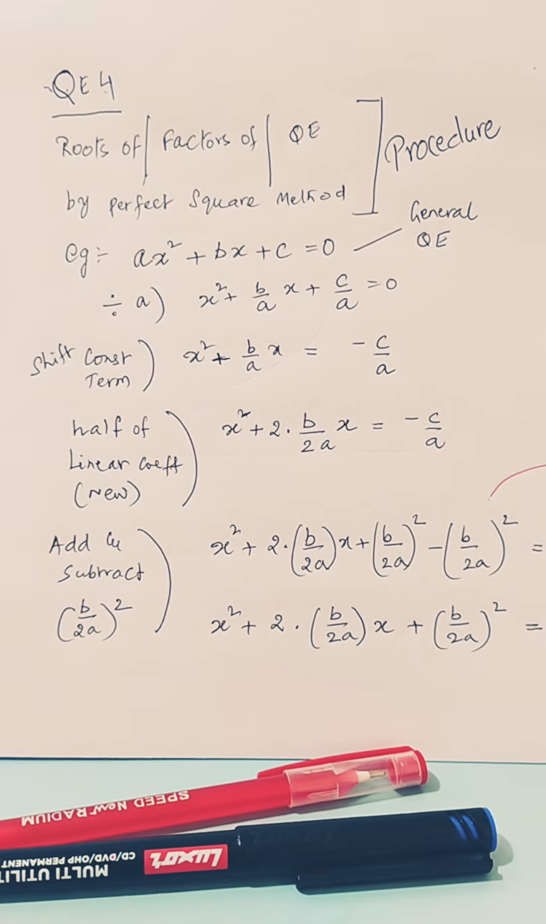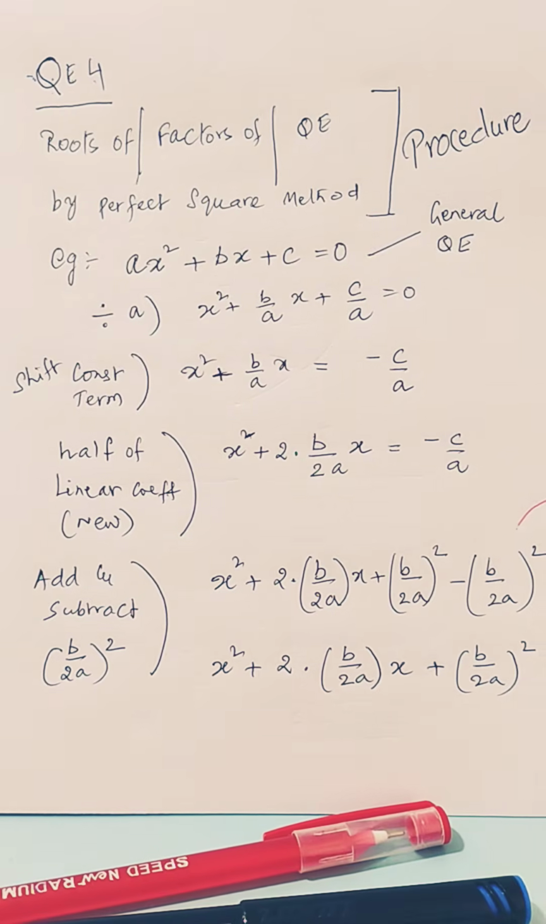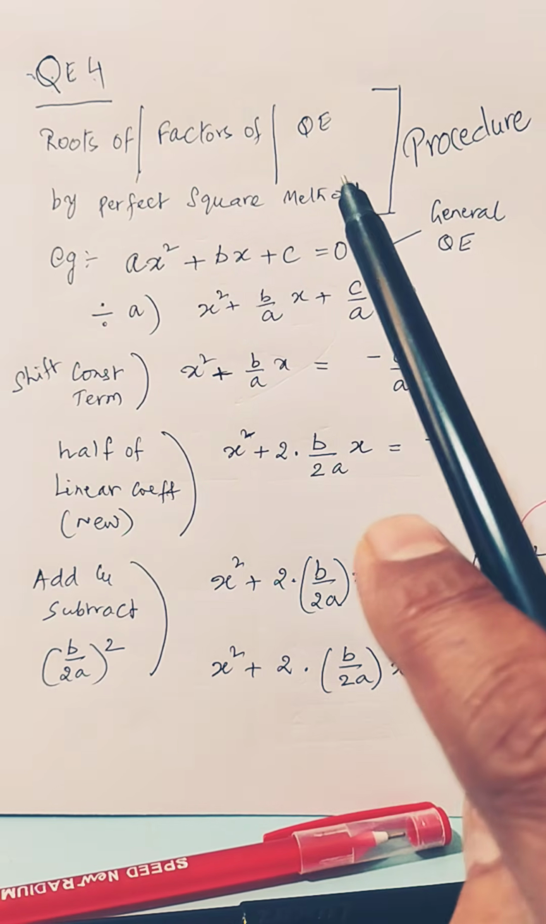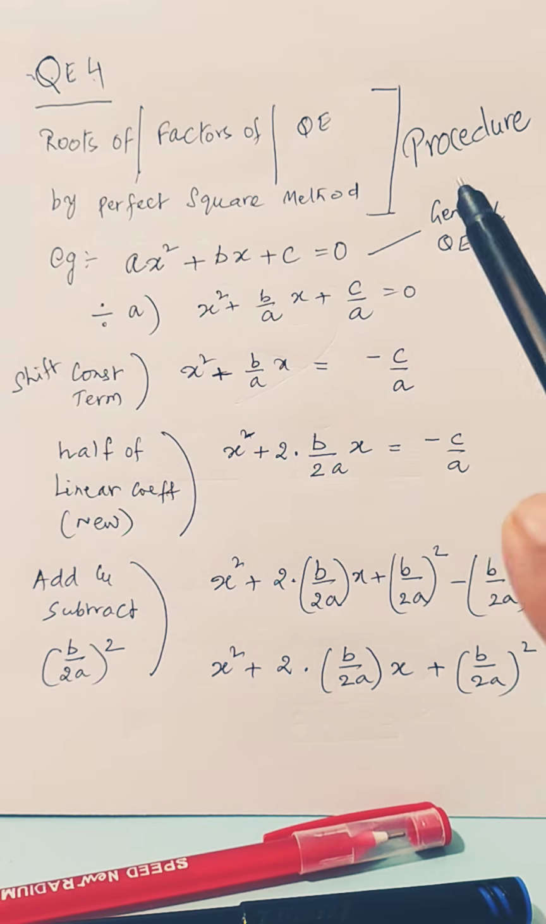Yeah, let us find the quadratic equation factors. First of all, factors, I have written roots here, but I think first we should understand how to find the factors first, right? So these factors of quadratic equation by perfect square method. So what is the procedure actually?